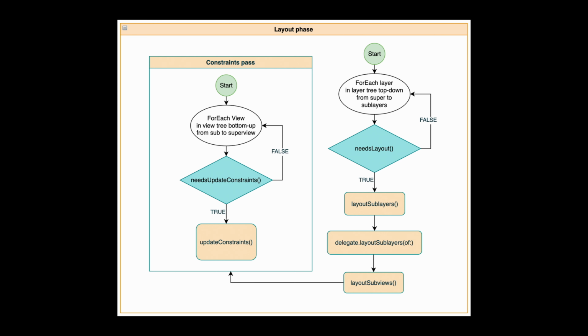Layout subviews is meant to help UIKit to support auto layout, and it adds one additional step to layout phase, constraints pass. This is the step UIKit does to solve constraints. It goes over the view tree bottom up from leaf subviews to the root view and calls update constraints method of the view, if needs update constraints returns true. It usually becomes true automatically when constraints were changed or if you call setNeedsUpdateConstraints explicitly.